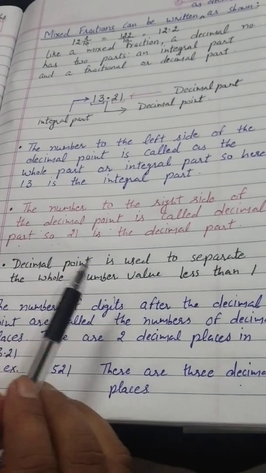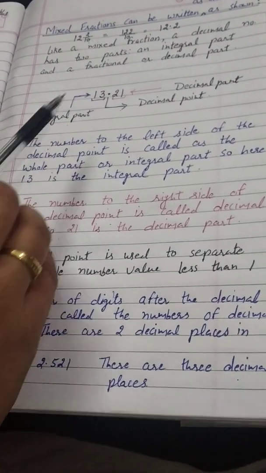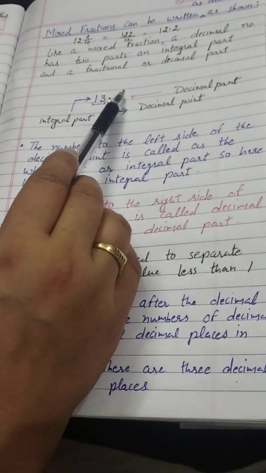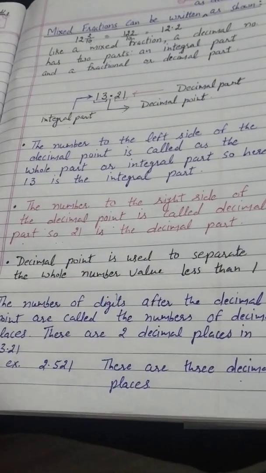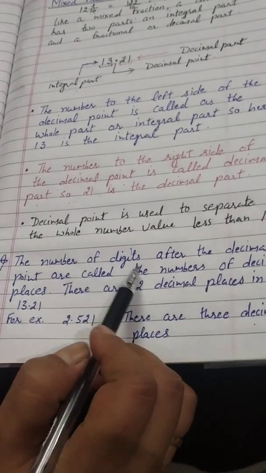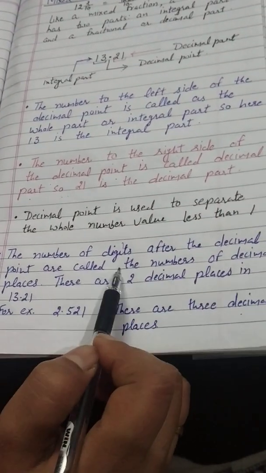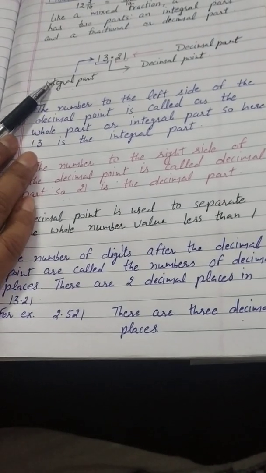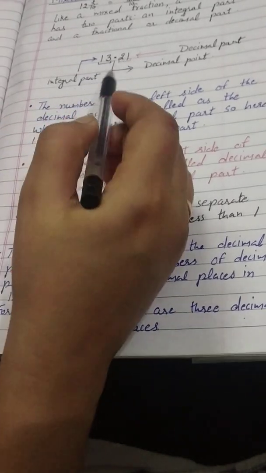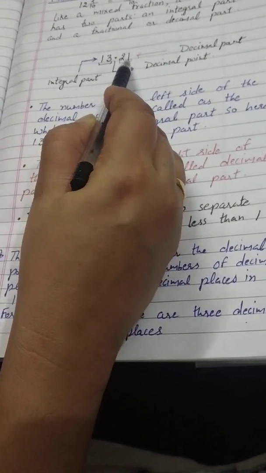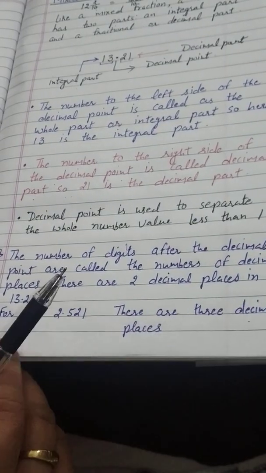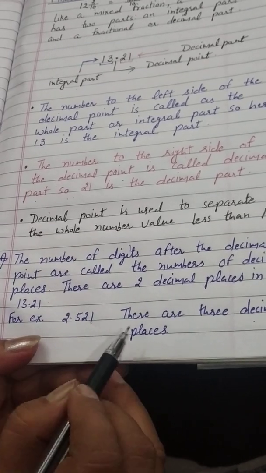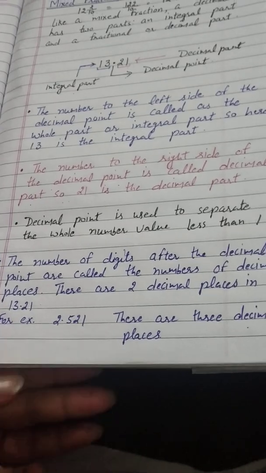This decimal point is used to separate the whole number and the value less than 1. After the decimal point, the value is always less than 1. Also, the number of digits after the decimal point is called the number of decimal places. There are two decimal places in 13.21: 1 and 2. For example, in 2.521: 1, 2, 3. There are 3 decimal places.